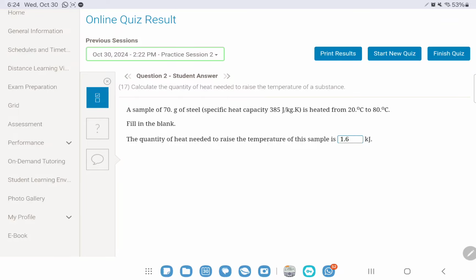Now, here is our first question where we need to use our formula. Calculate the quantity of heat: a sample of 70 grams of steel, which has the specific heat capacity of 385, is heated from 20 to 80 degrees Celsius. The quantity of heat needed to raise this temperature is... So we know our rule. We already took this before the start of the year in chemistry. Q equals mc delta T. That's it. We use this formula. Now there is Q equals C delta T, but they don't bring it much in physics.